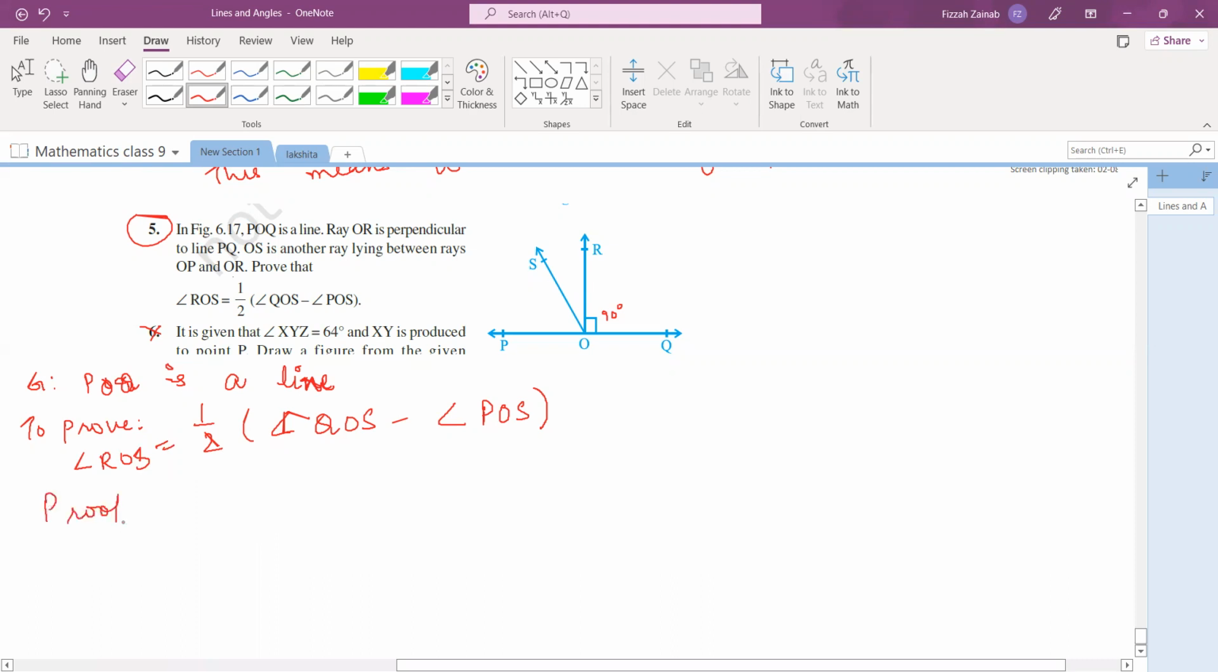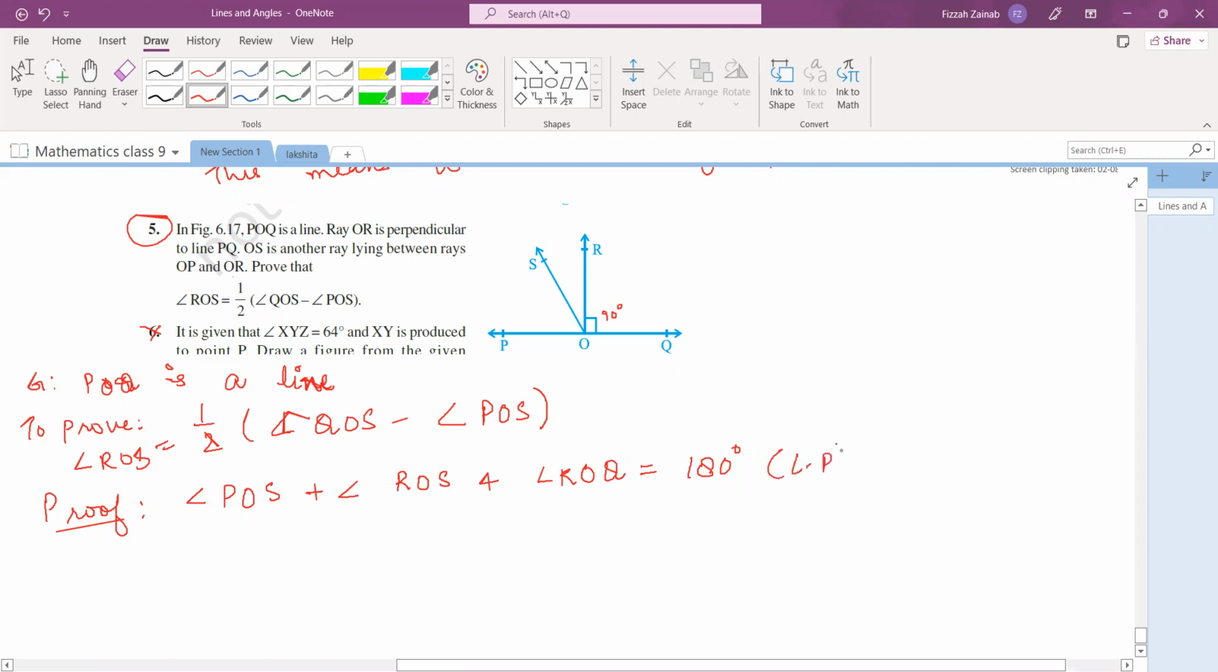Yes. Let's do the proof now. Okay. See, the first thing is that it is given that POQ is a line. So we start with the given condition, right? POQ is a line means all the angles on POQ sum to 180 degrees. Is this okay? Yes. So angle POS plus angle ROS plus angle ROQ is 180 degrees. Is this okay?